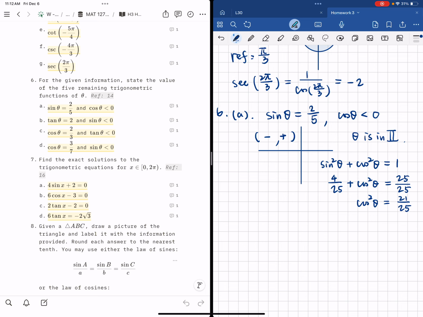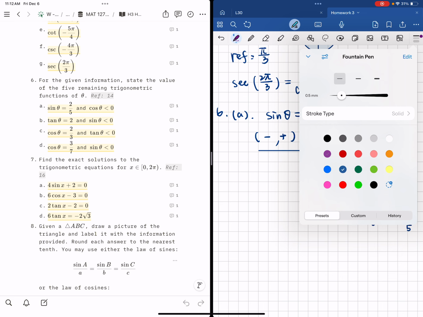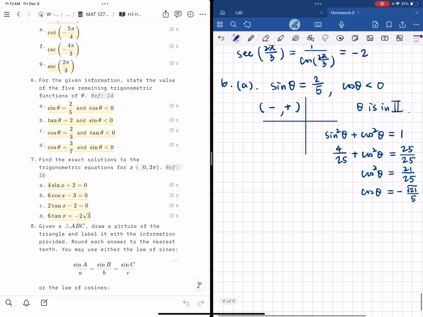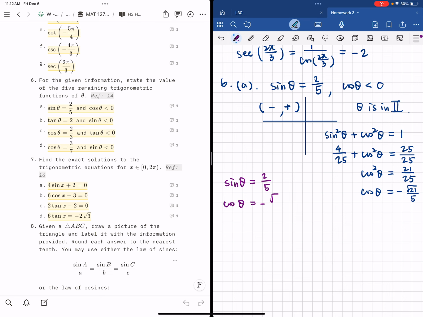All right. And then because cosine is less than 0, you take the square root and put a negative sign outside. So it's negative square root of 21 over 5. Now let's list out all 6 trigonometric functions. I'm going to use a different color just to show these are the final results. So sine of theta is 2/5, and cosine of theta, we just computed, is negative radical 21 over 5.